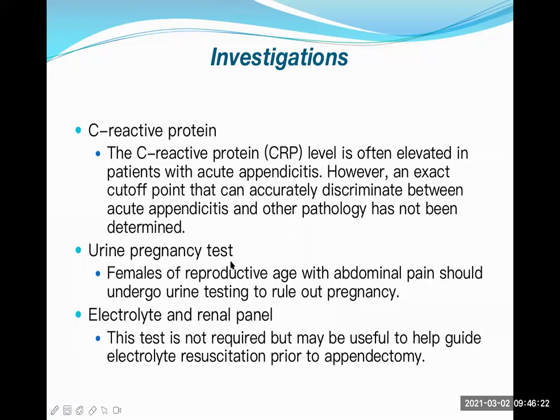Urine pregnancy test has to be done if a female comes with abdominal pain, especially lower abdomen. So we are talking about iliac fossa pain here. Any female of reproductive age group after the age of menarche comes with abdominal pain, never forget to do a urine pregnancy test to rule out ectopic pregnancy, because it is a very strong differential diagnosis of appendicitis. And it is quite an easy type of test also.